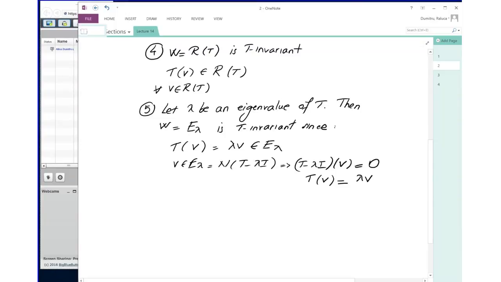And this subspace, not only is it T invariant, but it is going to have some very nice properties and is going to play a key role in the Cayley-Hamilton theorem. I'll do that next time. I'll just stop here.